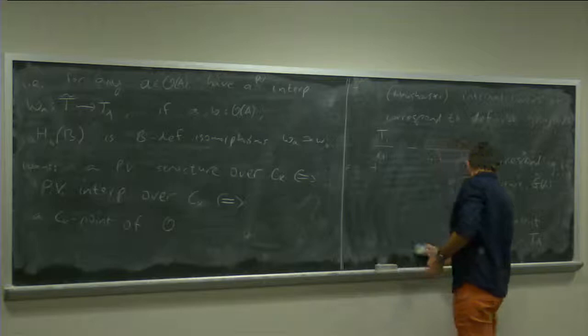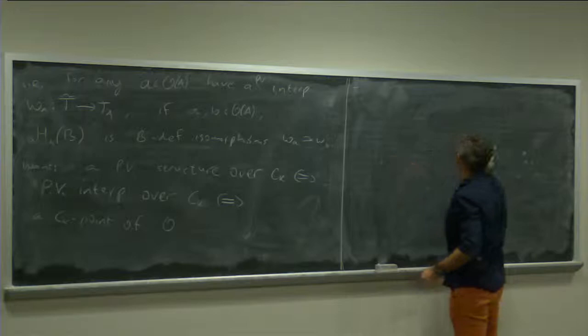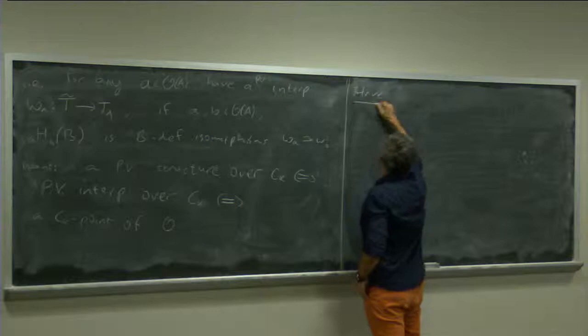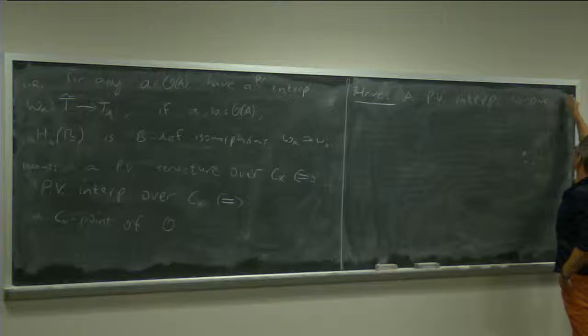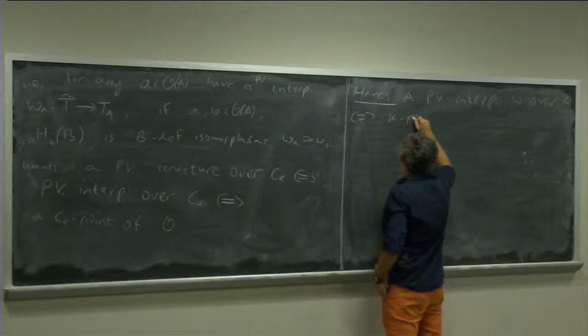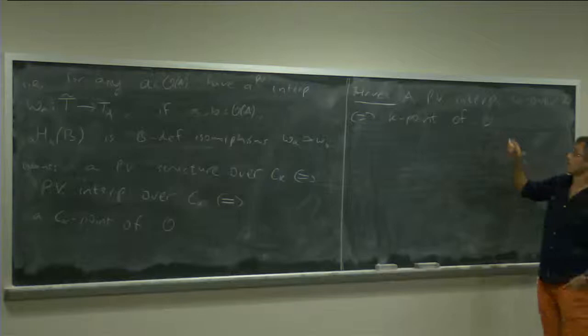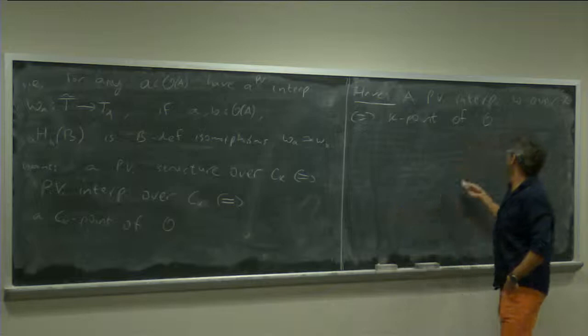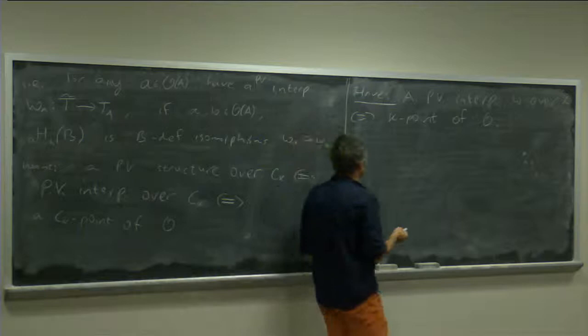Now, what we have is a Picard-Vessiot interpretation over K, right? That's what I explained before. So we have a Picard-Vessiot interpretation W over K, which is the same as a K point of O. And now we are done because O is a set defined over CK. Because we are assuming that any definable set over CK that has a point in K has a point in CK. So we are done by existential closure.